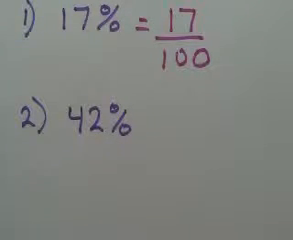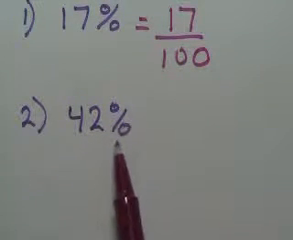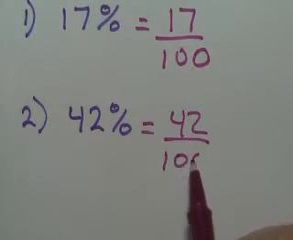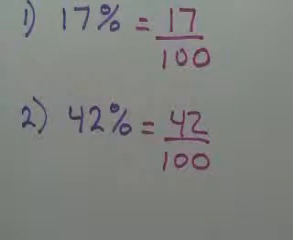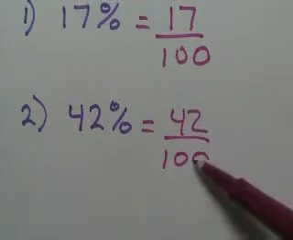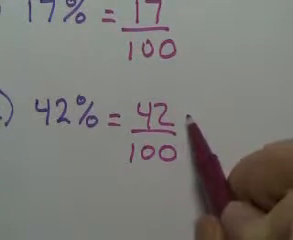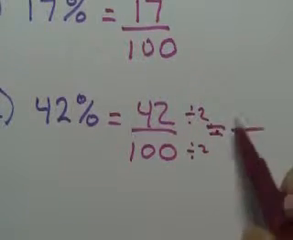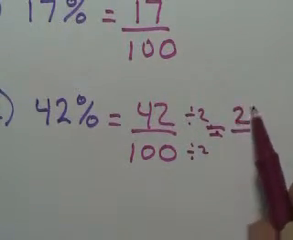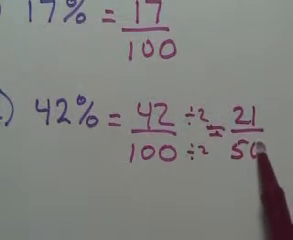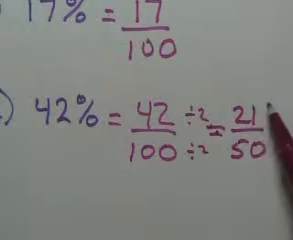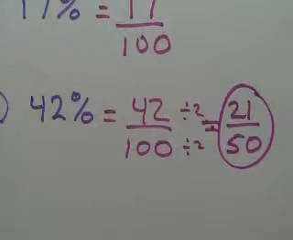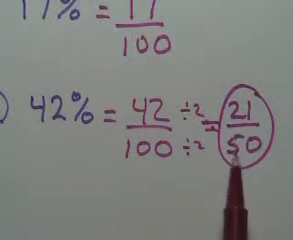Okay, number two, 42%. Remember, percent means out of 100. So I have 42 out of 100. Of course, this can be reduced because I know that 2 will go into both of these. So if I divide by 2, on the top and the bottom, see, half of 42 is 21. Half of 100 is 50. Remember, dividing by 2 is taking half. And this cannot be reduced anymore. So we change a percent into a fraction.